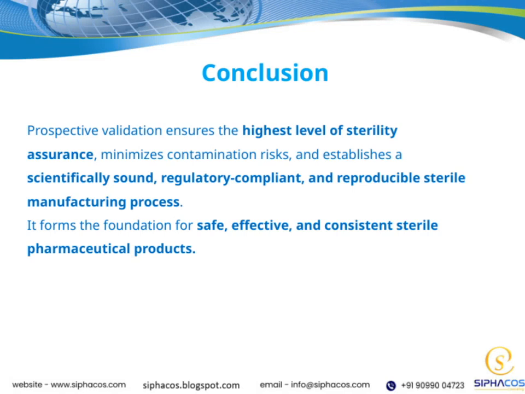Prospective validation plays a crucial role in ensuring the highest level of sterility assurance in our manufacturing processes. It helps us minimize contamination risks by thoroughly testing and confirming that our methods are effective before production begins. This approach establishes a scientifically sound foundation, which is essential for meeting regulatory requirements and ensuring reproducibility. When we validate prospectively, we're basically setting the stage for a consistent, reliable process that produces safe and effective sterile pharmaceutical products. In summary, this step is vital for building confidence in our manufacturing quality and ultimately delivering safe medicines to patients.